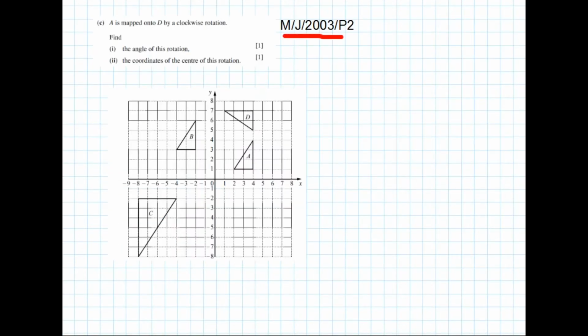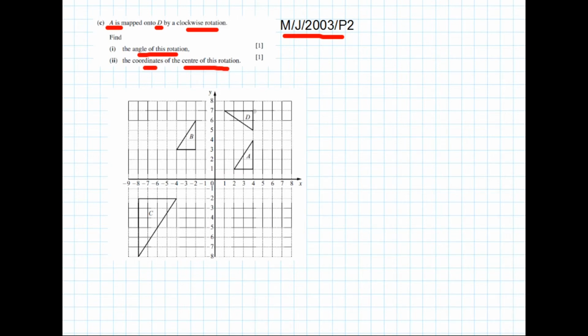Next question is May-June 2003, paper 2, part C. A is mapped onto D by a clockwise rotation. Find 1, the angle of rotation, and 2, the coordinates of the center of rotation.